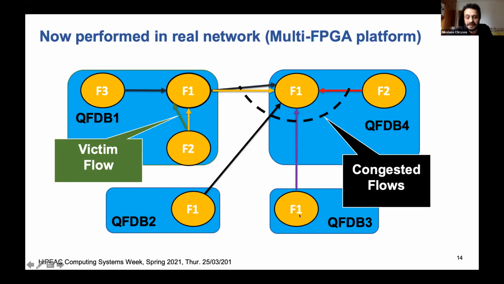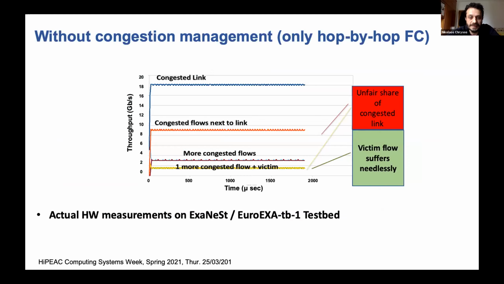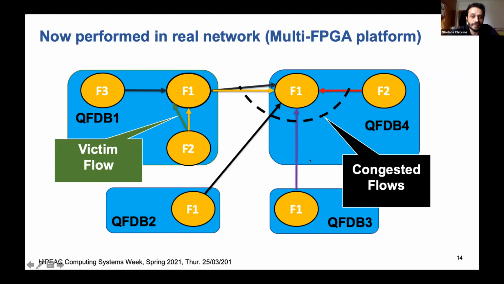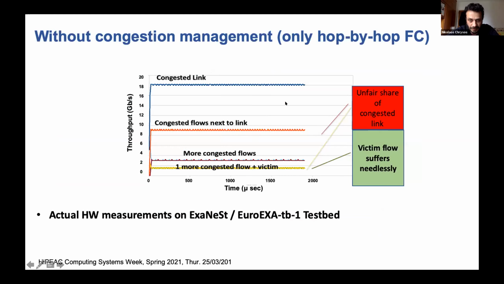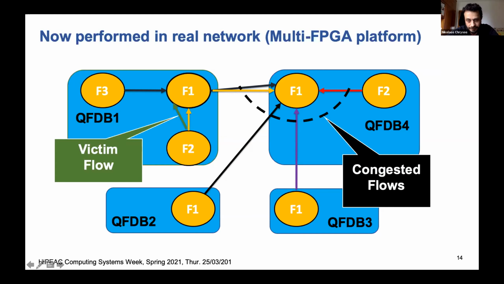Right. So we test this scenario again on this hardware platform. And here are the results from the platform, as I said before. Here is without congestion management. Now let's give some attention to the colors. This is the victim flow. All these are congested flows. They are going to the same destination and they congest some link.